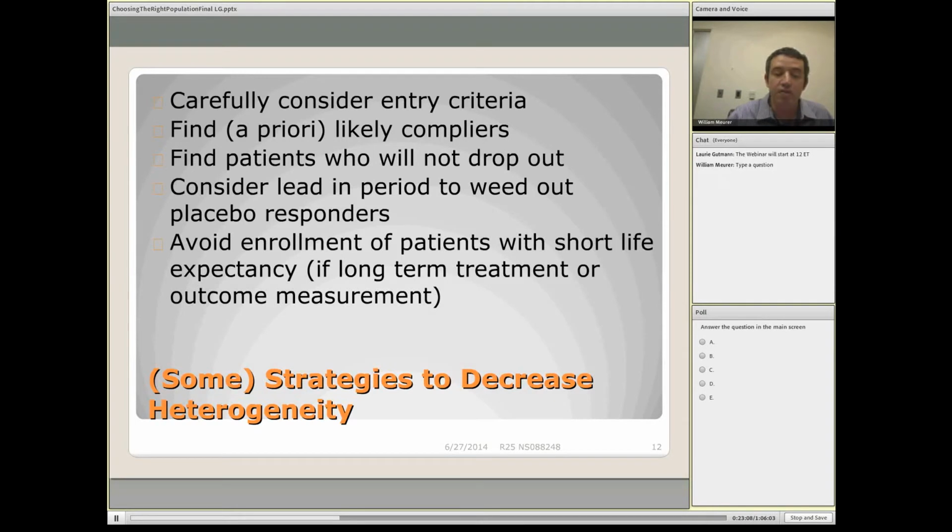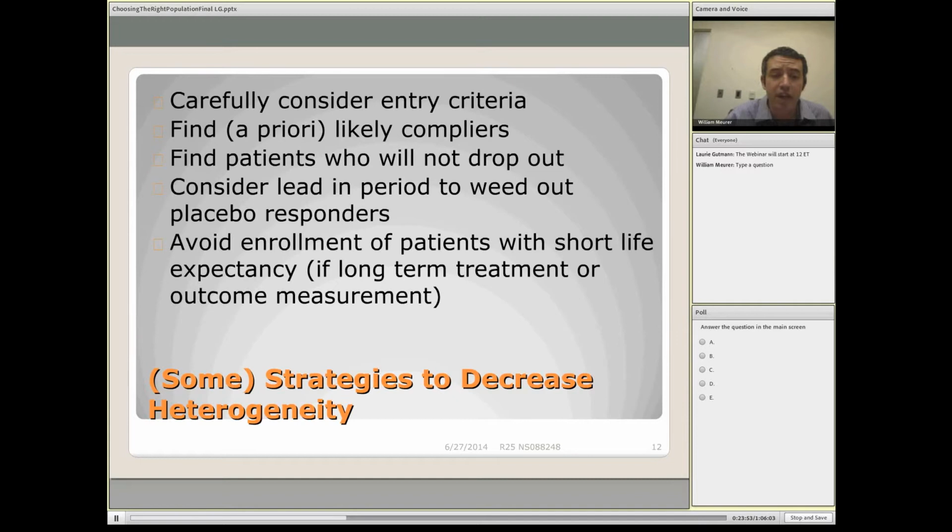Other ways to decrease heterogeneity are methods to find likely compliers with your therapy, and you have to be careful, knowing that the general compliance with drug therapies is low, and you want to do this in a way that is well thought out and doesn't absolutely bias the population. But you have to be realistic. If a patient is unlikely to be able to comply with the treatment for various reasons, then they're unlikely to contribute much information to your trial. Patients who can't contribute outcomes or won't be exposed to the treatment will be increasing the statistical noise in your trial, similarly to the patients who will drop out.